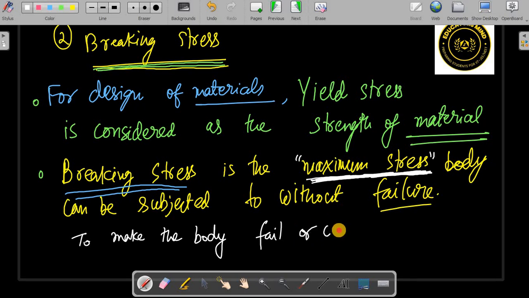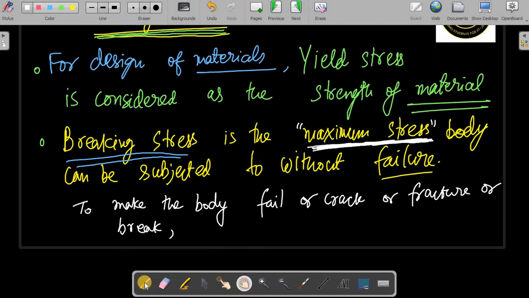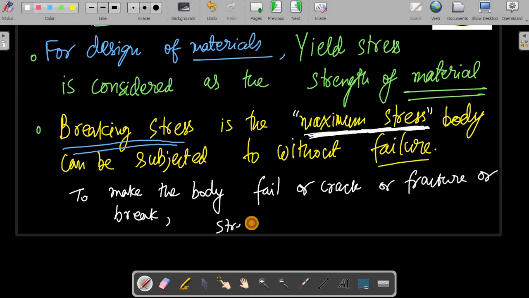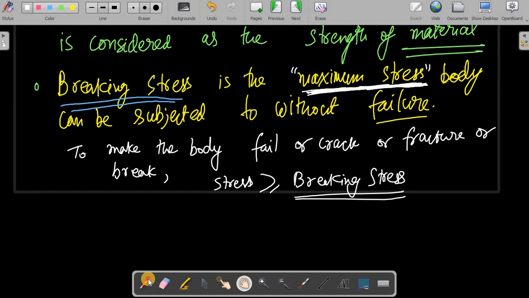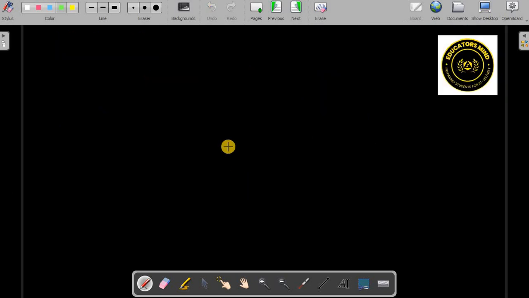or crack, or fracture, or break, whatever term you want to use, the stress applied should be greater than or even equal to breaking stress. So in punching or breaking some materials we use this criteria. Okay, next.